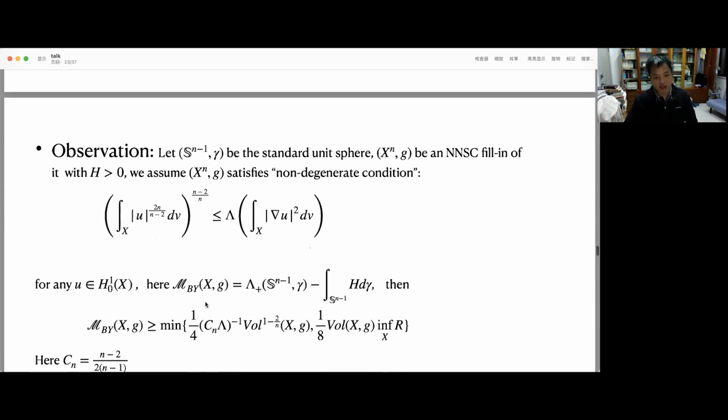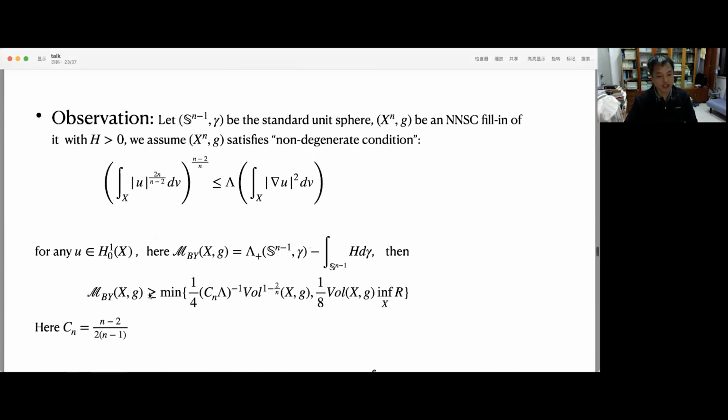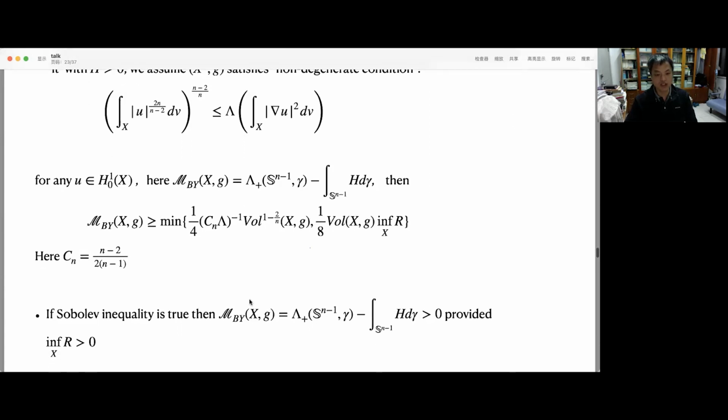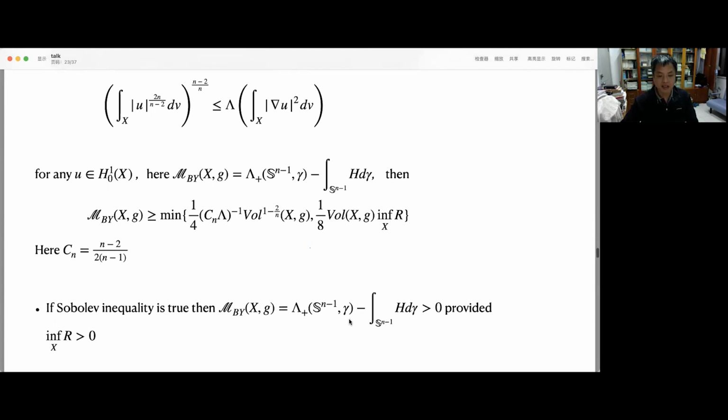And we define the Brouwer mass like this. Then we can show that the Brouwer mass actually has such a lower bound. And if the infimum of scalar curvature is positive, then we can show that the Brouwer mass is positive. So we get strict inequalities. This is a very simple observation.